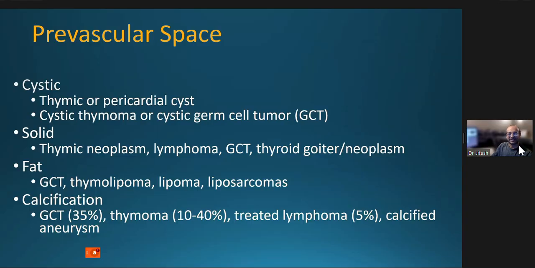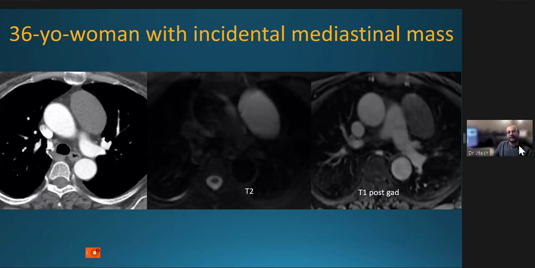And based on calcifications, germ cell tumor can contain calcification. Thymoma can also have calcification. Lymphomas usually not, but treated lymphoma can show calcification, and sometimes a calcified aneurysm can appear as a prevascular mediastinal mass. So we will start with the cases now.